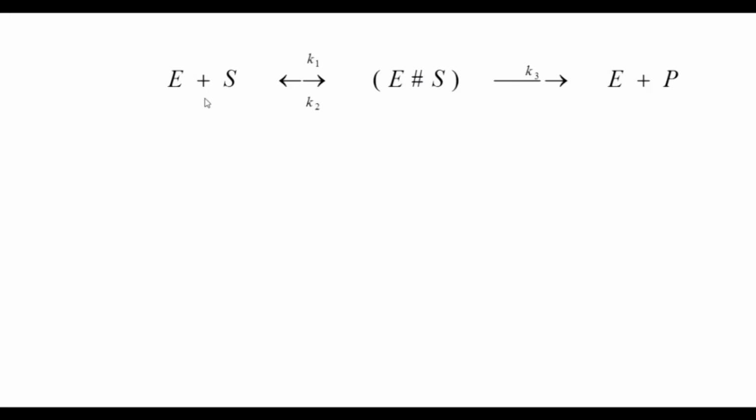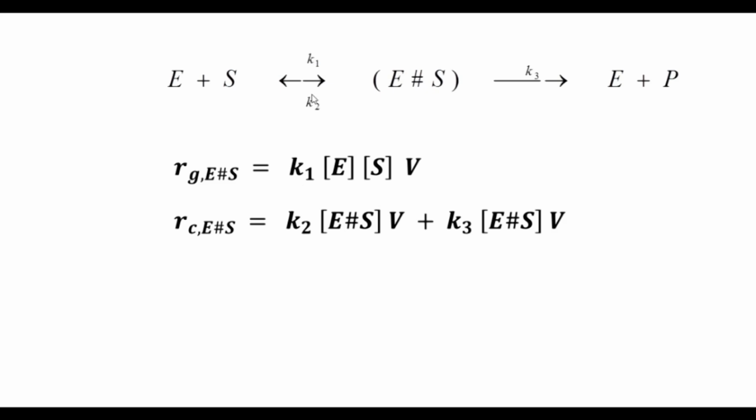We had enzyme plus substrate giving you reversibly an enzyme substrate complex and irreversibly an enzyme and the product. The rate of generation of the enzyme substrate complex, we're going to focus here, is nothing but K1 into the concentrations of enzyme and substrate into the volume. This is on a volumetric basis. This is on a mass basis. Therefore, we need to multiply it by the volume.